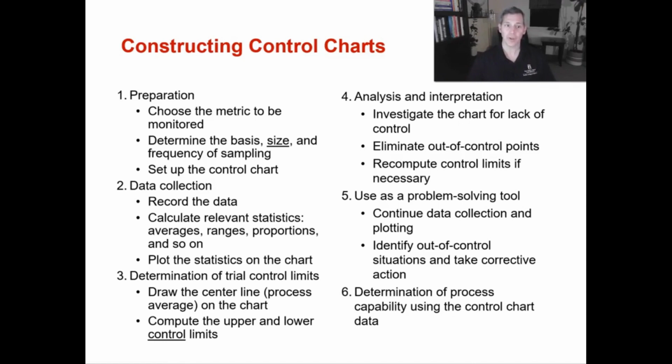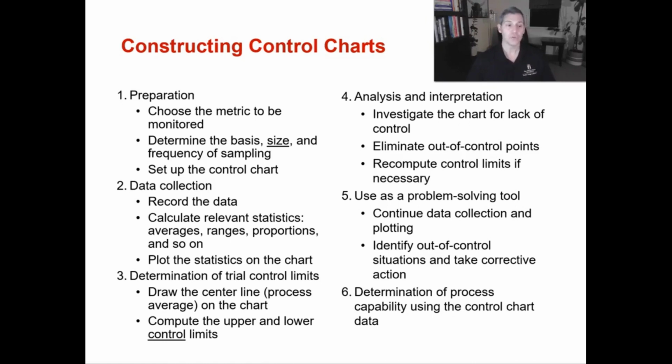So first you're going to prepare. Choose the metric to be monitored, determine the basis, the size, and the frequency of the sampling, and set up your control chart. Next, you're going to collect your data, record it, and calculate the relevant statistics, whether it's an average, a range, or a proportion, and so on. Then you're going to plot the statistics onto the chart.